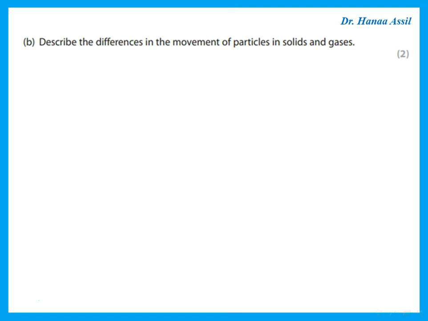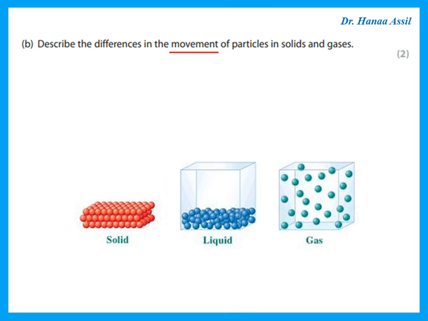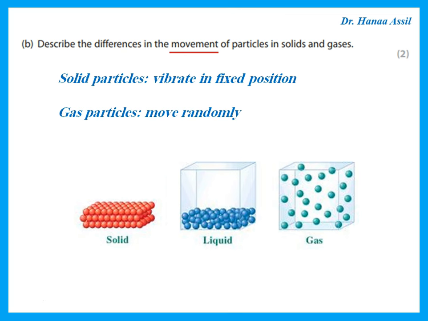Okay, the next question says, describe the differences in the movement of particles in solids and gases. So he's asking about what? He's asking about solid and gas, and he's asking about difference in movement. So please don't mention anything else. Don't talk about arrangement or separation. He just wants movement. So how do the particles in a solid move? They vibrate in fixed position. Gas particles, they move fast, free, random motion. So this is movement of particles.